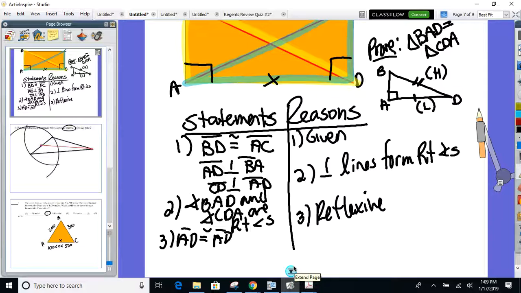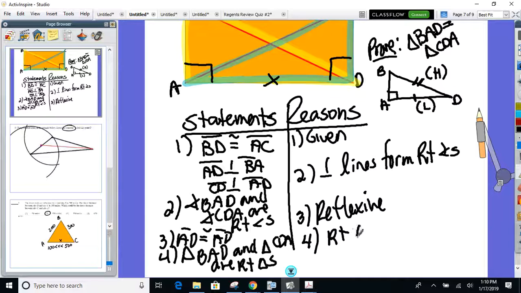Yes. And the other one is as well. All right, so triangle BAD and triangle, what's the other one? CDA are right triangles. That has to be in there before you write down HL. And anybody know the reason why they're right triangles? What do they have? Right triangles have right angles. And then you could say, yes, these are congruent by HL.